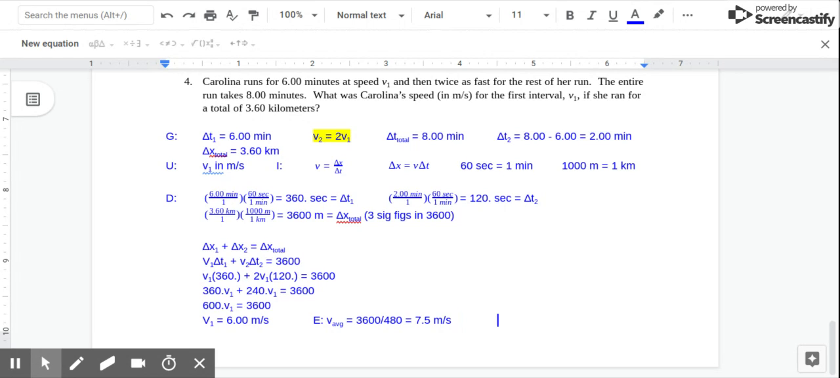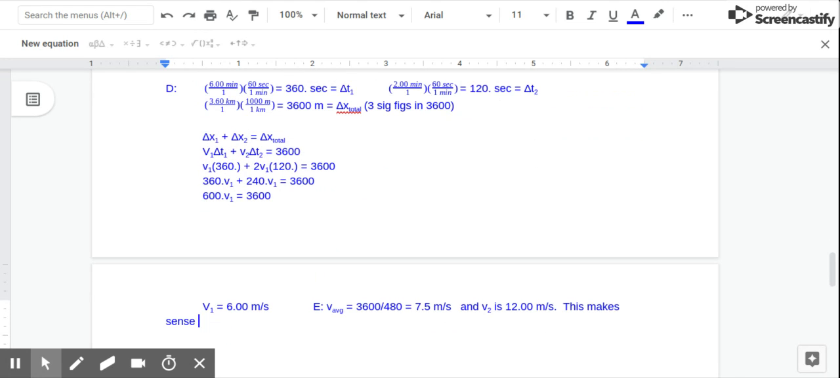So that means that v1, which is the slower speed, should be slower than average. V2, which is the higher speed, should be higher than average. And we also know that v2 is 12.00 meters per second because, again, v2 is 2 times v1. So if v average is 7.5, v1 is 6, v2 is 12. This makes sense, because v1 should be slower than the average speed of 7.5 meters per second. It shouldn't be that much slower.